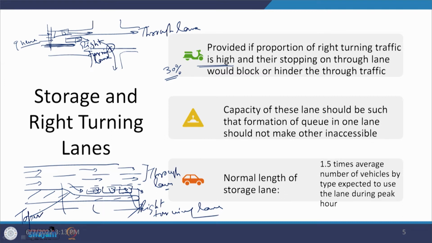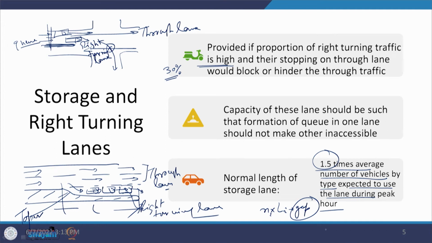And it can be considered as a thumb rule as 1.5 times the average number of vehicles by type expected to use the lane during the peak hour. So, during the peak hours, whatever total number of vehicles are expected to take a turn, let us count those, and then on the basis of that we have the lengths also. So, number n multiplied by the length l of a category of vehicle, plus if we are talking about some gap, then that can be there. This 1.5 is being considered here as increasing that length, and that is how we are going to get the total length of the storage lane.